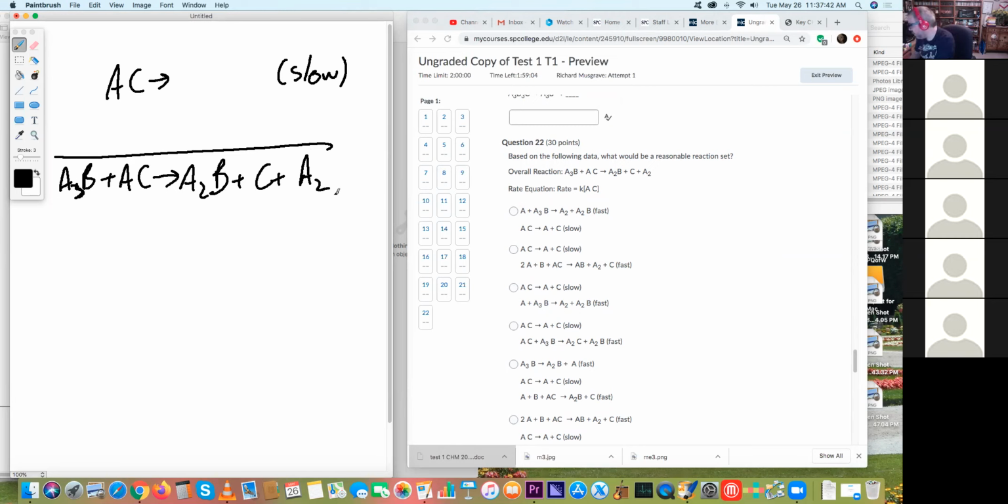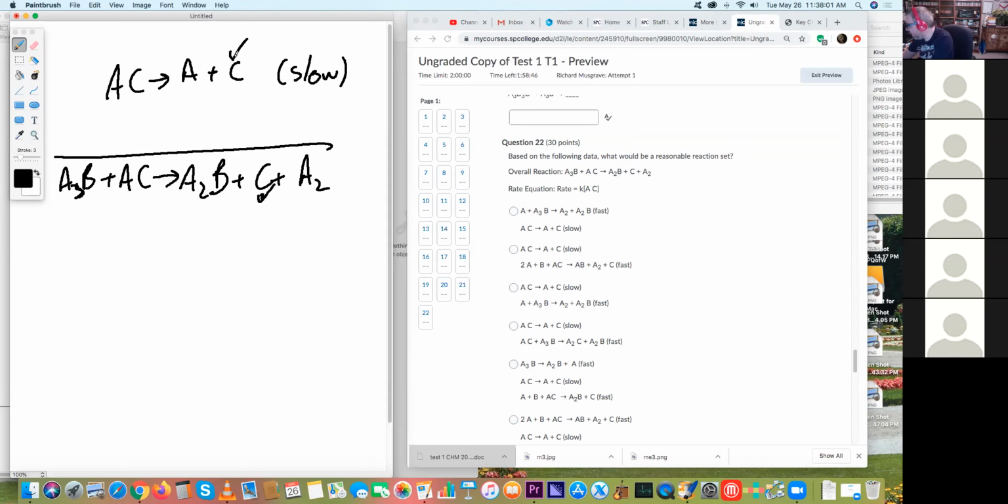Okay. So looking at that, I could form C and A. C is one of the products here. I can go A plus C. That's what I would do first for the slow step, and my logic there being that accounts for one of my products.